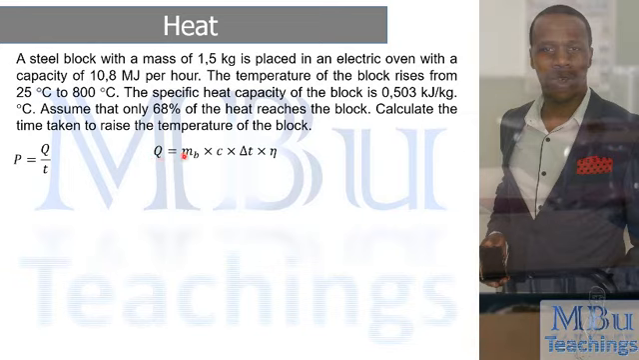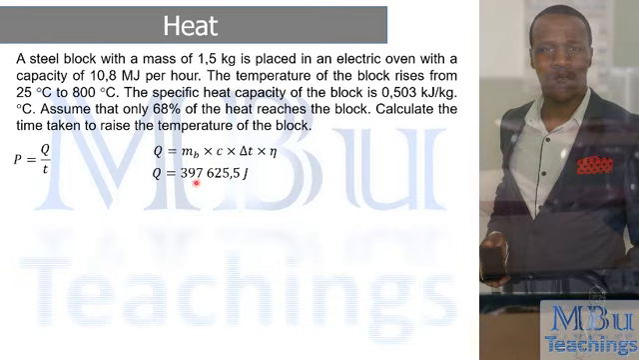So let's go. This is the mass of the block, which is given. This is the specific heat capacity, which is given. The change in temperature is given. Then finally we have the efficiency, because we need the Q of the block. So let's see, what do we get? This is what we end up getting.